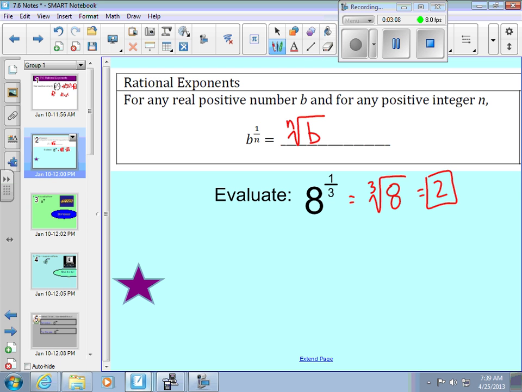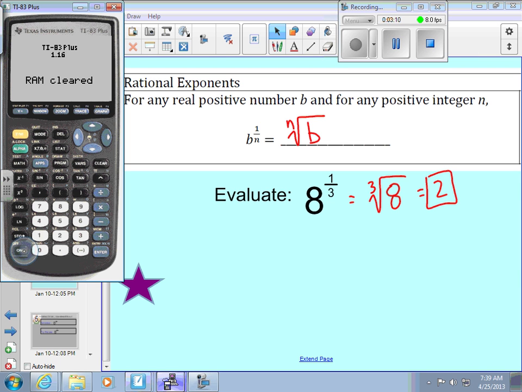Just to show you it works, let's check it with a calculator. If we go on our calculator here, we've done the cubed root before. The cubed root of 8 does equal 2. Let's check to see if 8 to the 1/3 power also equals 2, which it should. If we do 8 to the exponent, and you want to make sure when you're doing exponents that are fractions that you put them in parentheses, 8 to the 1/3 power also equals 2. So you can see it does work. So anytime you have a fractional power, that's going to be the same as a root.